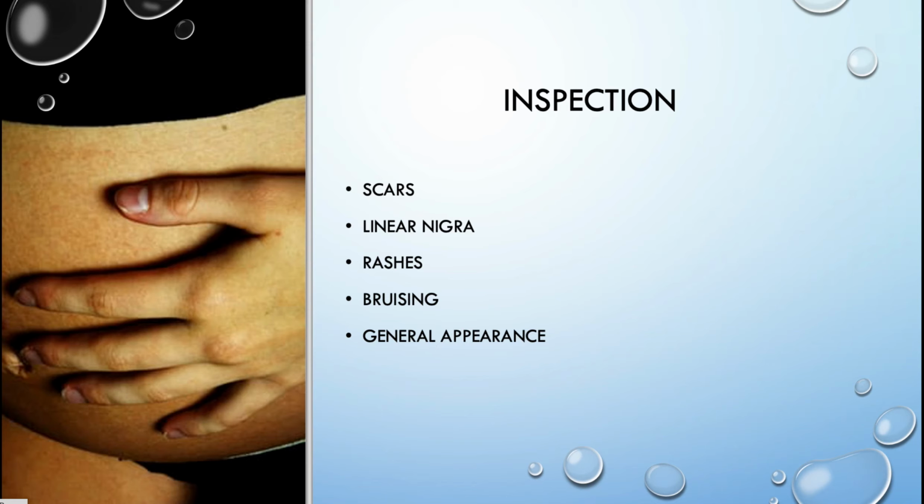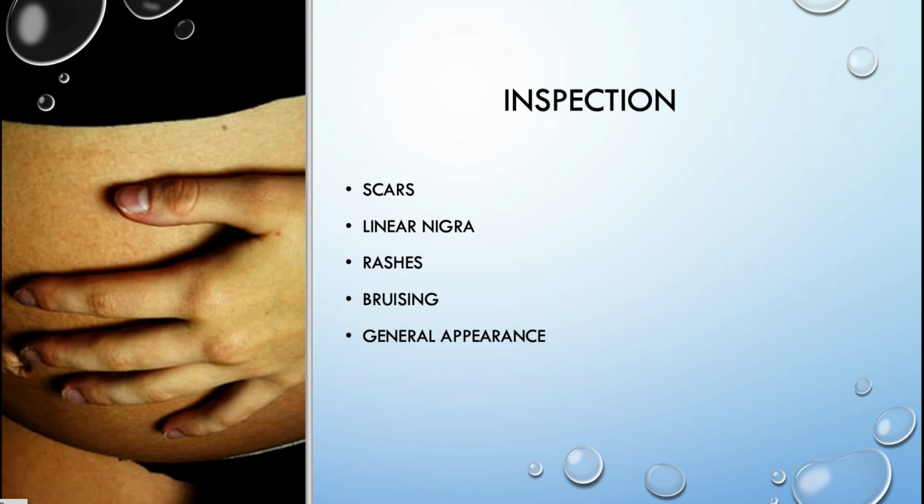So let's start with inspection. When we're inspecting the pregnant abdomen, firstly we're looking for scars. Scars are indicative of any previous surgery. It may be that she's had a previous caesarean section, maybe a laparotomy or laparoscopy scars. They all let us know what's happened in the past.